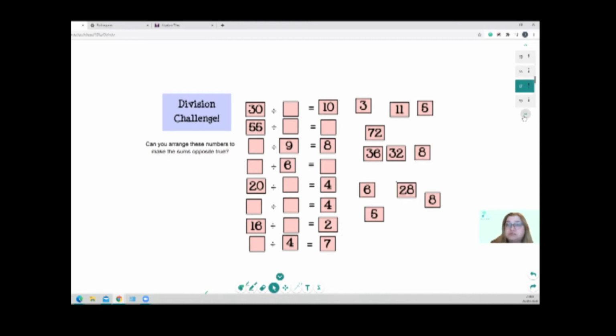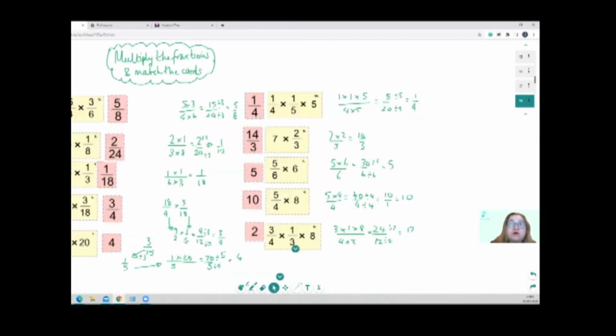So these are some different ones. These are fractions, and this was all the working out. This child was on a laptop with a trackpad rather than a real mouse and found it very hard to write. So they were telling me everything that I had to write. I was doing the working out, they were telling me what to write, I was writing it, and then finally they were able to match up with each card as we went along.